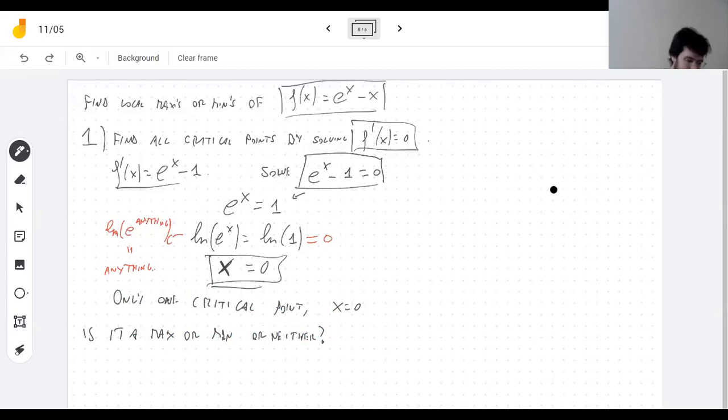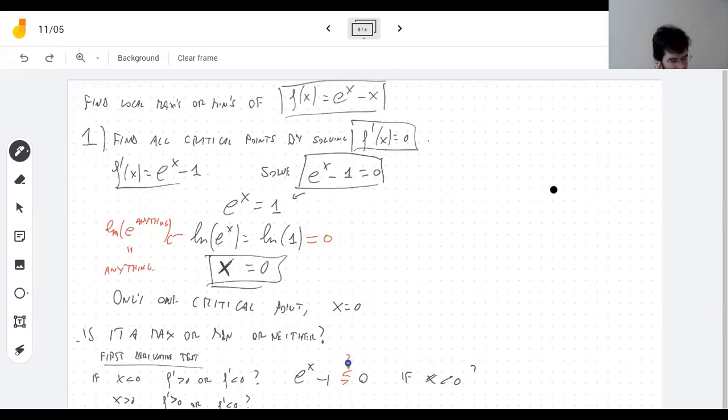Well, for that we can use the first derivative test. If x is negative, is f prime positive or negative? So what happens to e to the x minus one if x is negative? Would it be less than zero? I think so. I agree. Thank you, Adam.